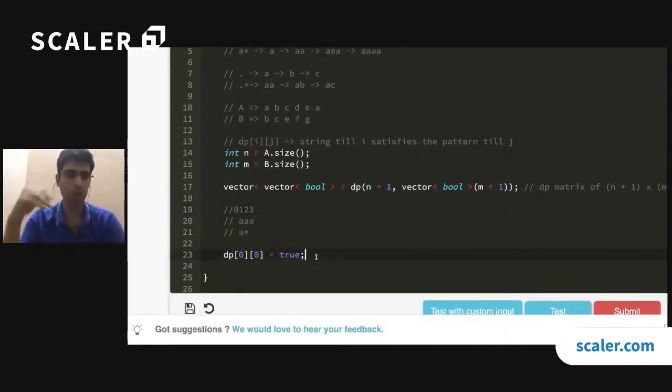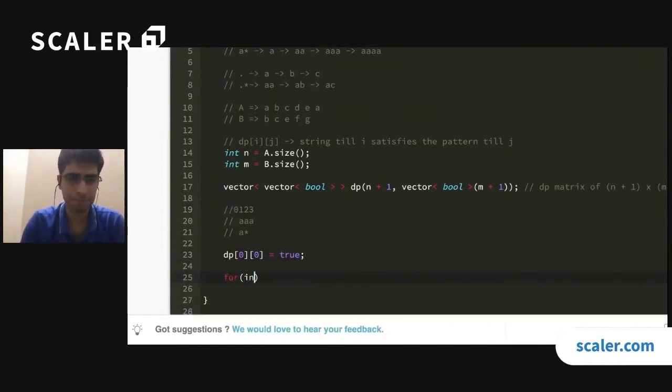Now I will try to solve the whole question. Let us take care of other scenarios as well. The others will always be false. Now I will try to see if the string till index i matches the pattern till index j.